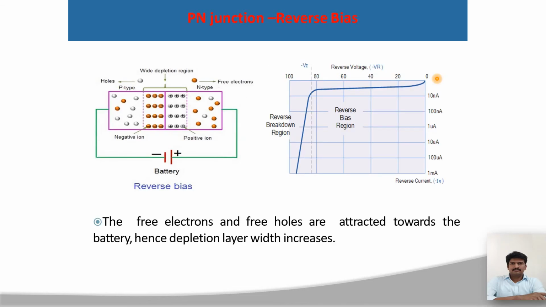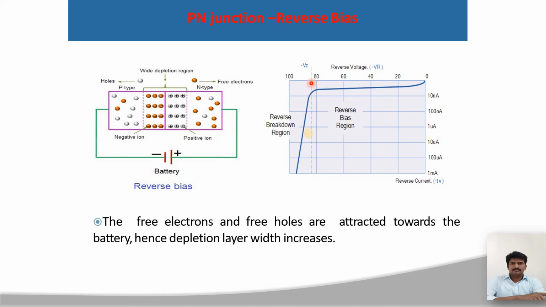At reverse bias, the battery will be reversed: positive is connected to the N-type, negative terminal is connected to the P-type. You see this one, this is the reverse current that is going to flow through this. We have the reverse voltage you are applying here, from here to here. Here we are going to apply it, slowly increasing the voltage.